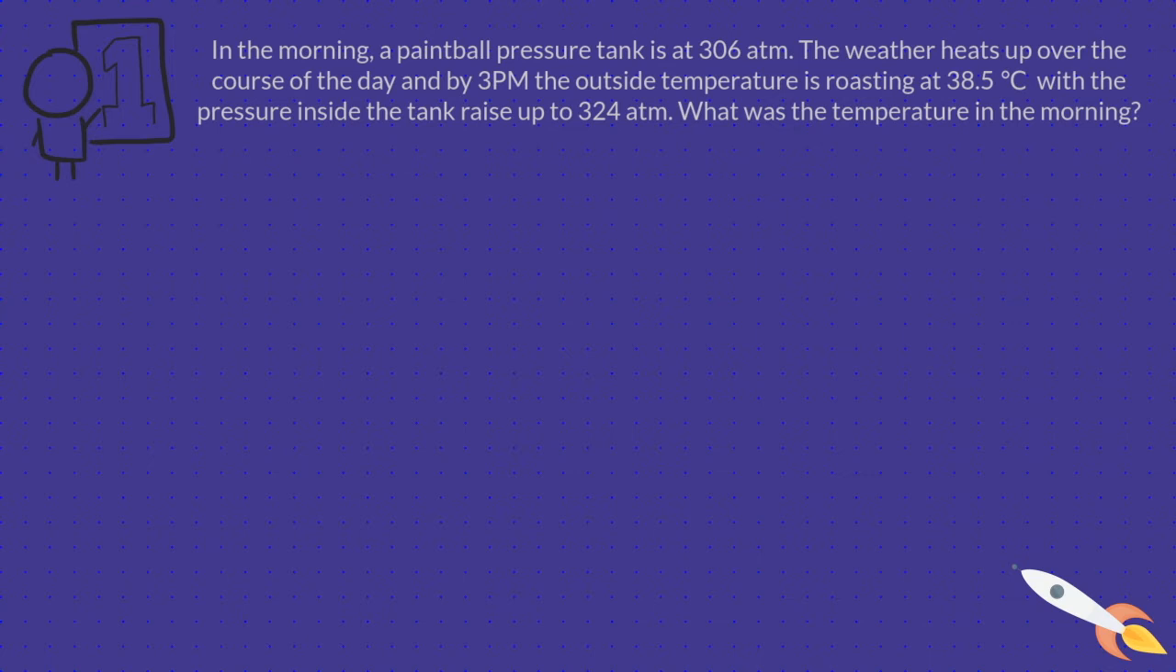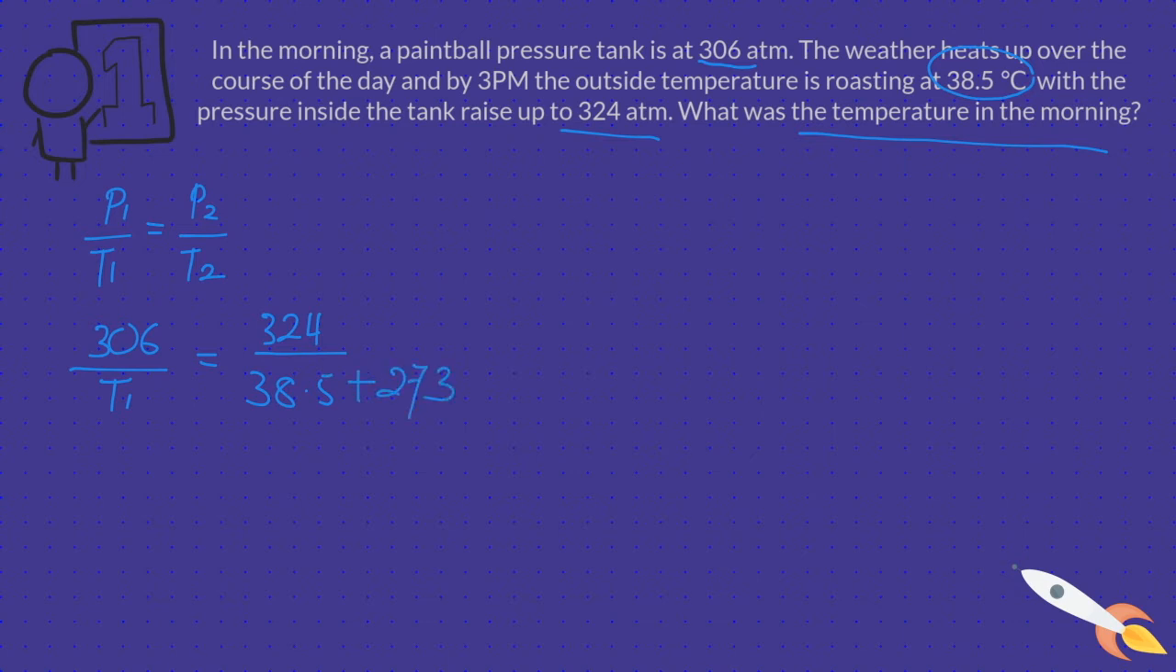So what we should do is we need to use the formula P1 over T1 is equivalent to P2 over T2. So let's look at the initial pressure. The initial pressure is 306 atm. So P1 is 306 and the initial temperature is the thing that you need to calculate. And then moving on, the final pressure raised up to 324 atm and the final temperature is 38.5 degrees Celsius. So you need to change it to Kelvin, add 273.